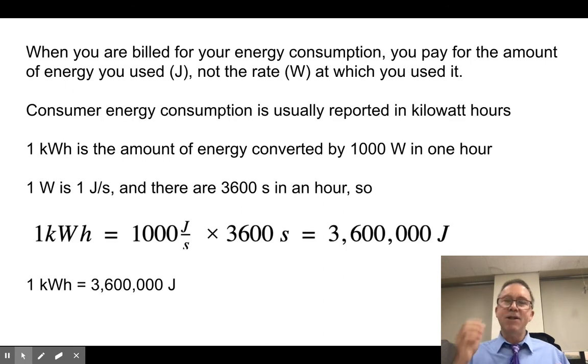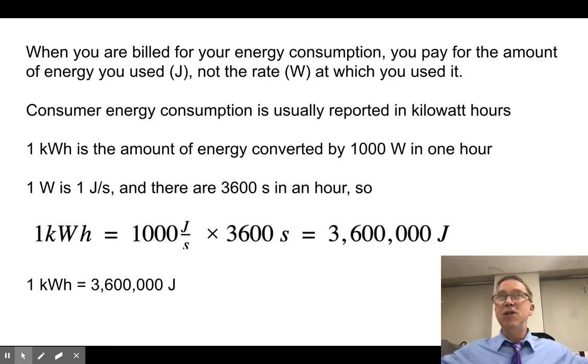Now, when you get your electrical bill, it's worth noting that what you pay for is energy, which is measured in joules. You don't pay for the rate at which you use it. You don't pay for watts. They don't care how fast you're using energy. They just care how much of our coal did you use? How much energy is your responsibility? All right, but the thing is, you typically use thousands of watts, right? That means that you're converting thousands of joules per second in your house.